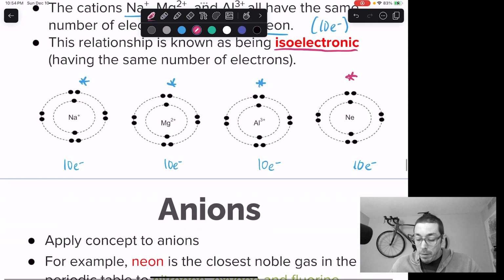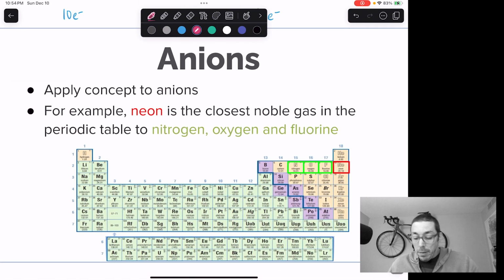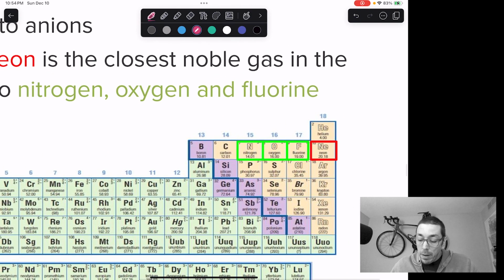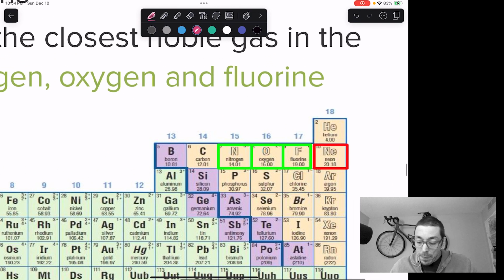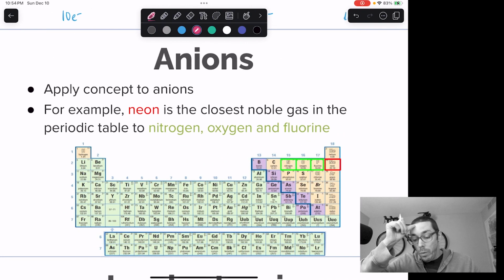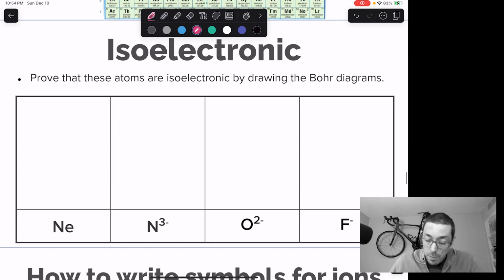And the same thing can be seen when we create anions with elements on the right side of the table. So we'll look at neon again, and the 3 elements that are closest to neon just before it are F, O, and N. So we know elements over on that side of the table want to gain electrons to fill up their valence shell. And let's see what we can do here with Bohr diagrams.